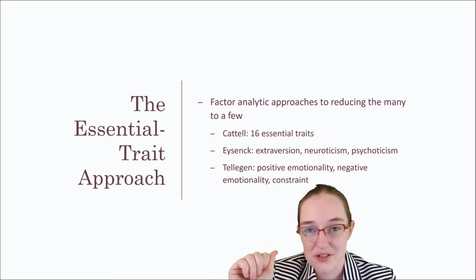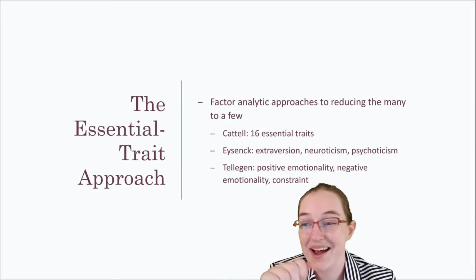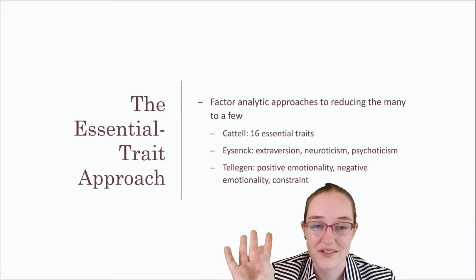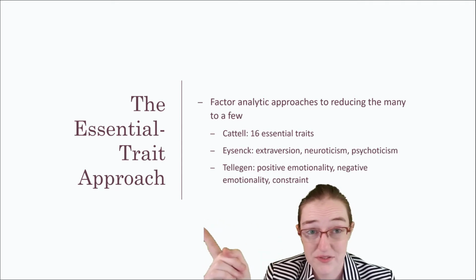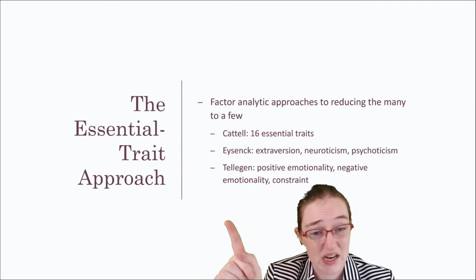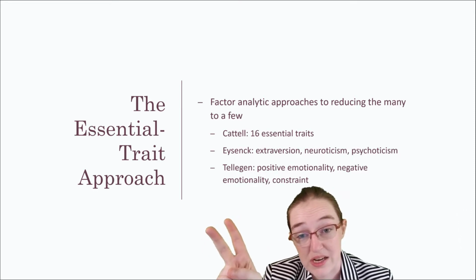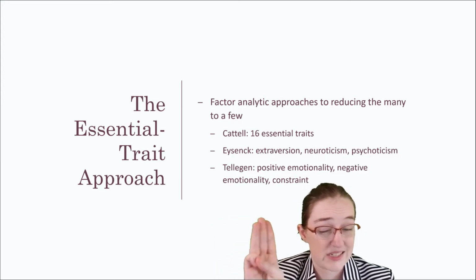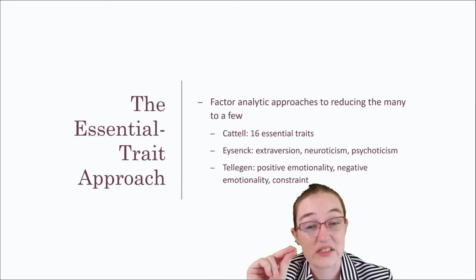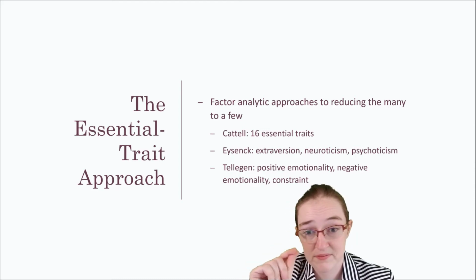So Eysenck, whose name I don't think is James, I've got it on the next slide. Eysenck narrowed it down to 3. Extroversion, first one that's positive emotionality, neuroticism, negative emotionality, and the last one, psychoticism. Psychoticism was a blend of aggressiveness, creativity, and impulsivity.